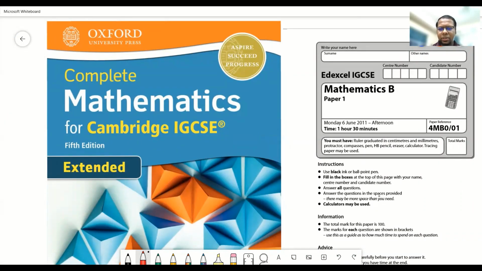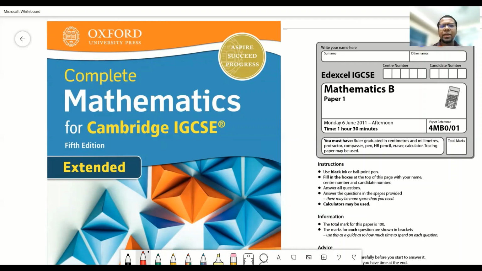It doesn't matter whether you are a student of Cambridge O level or Edexcel O level, you can solve the probability chapter from here, because the syllabus is the same. I'm talking about the probability topic, and there are a total of 6 exercises in the probability chapter from this book, and a lot of questions are there.